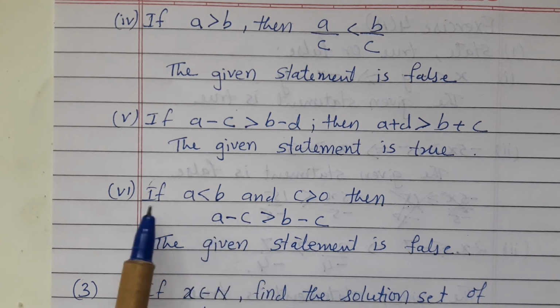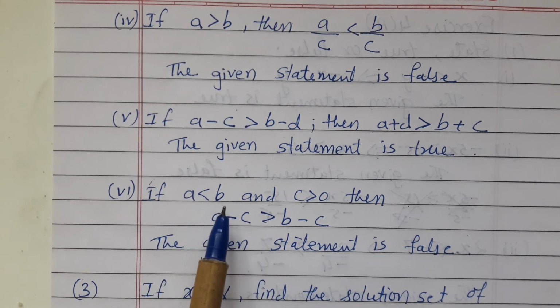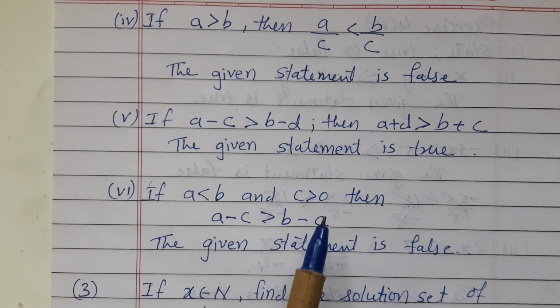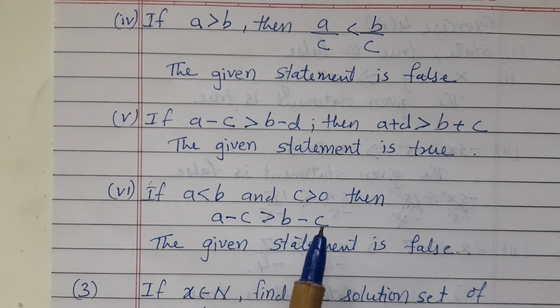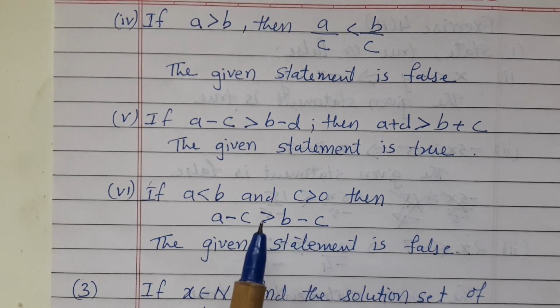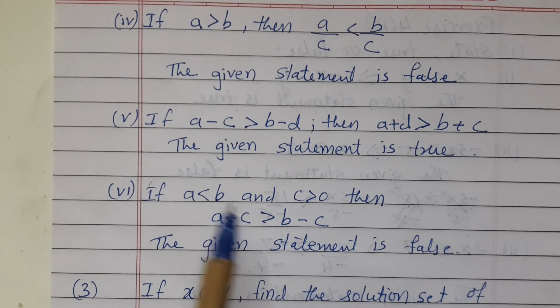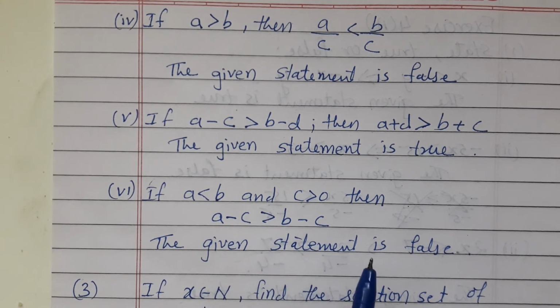Sixth sum, if A is less than B and C is greater than 0, then when you subtract the same positive number on both the sides, the sign should not change. But here it is opposite. Therefore, the given statement is false.